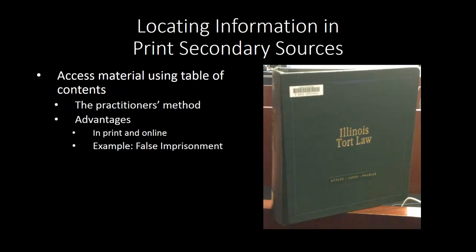One of the advantages of the table of contents method is that it works just as well online as it does in print. Every secondary source that exists online will have a detailed table of contents, even if it doesn't have a keyword index. Larger sets will have both a basic topic outline and a detailed table of contents for each chapter.